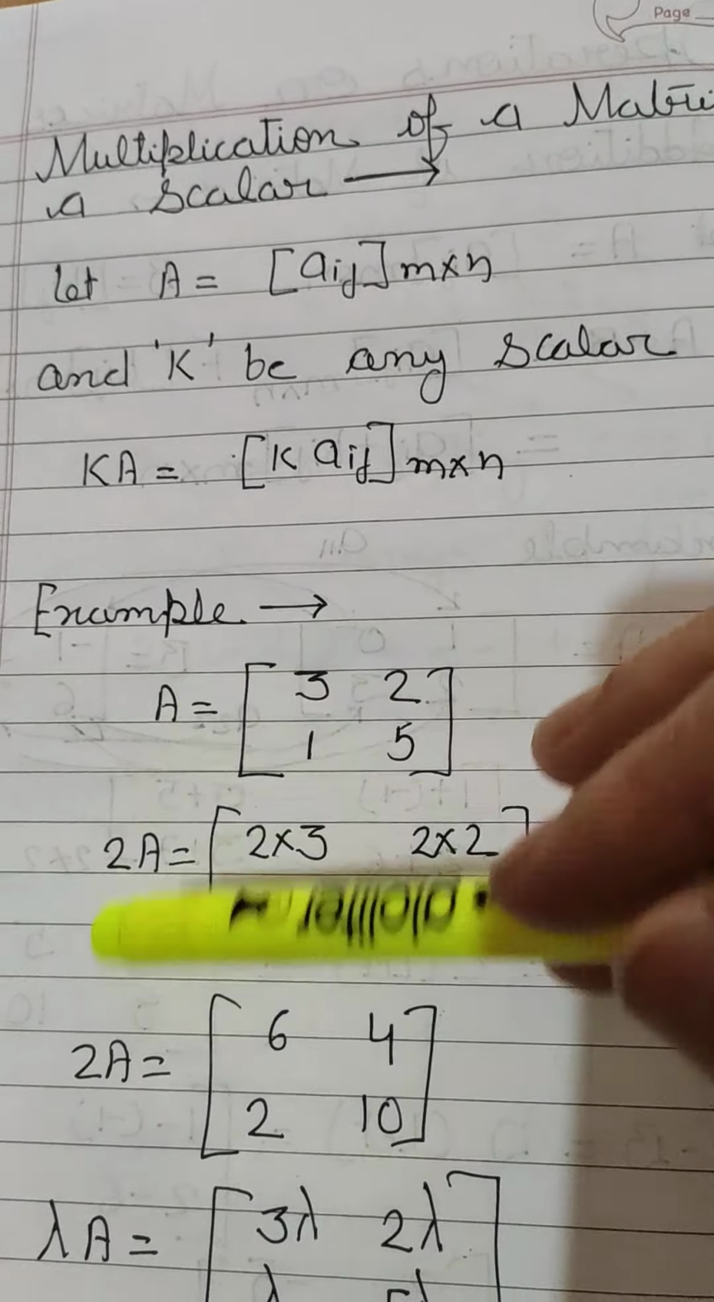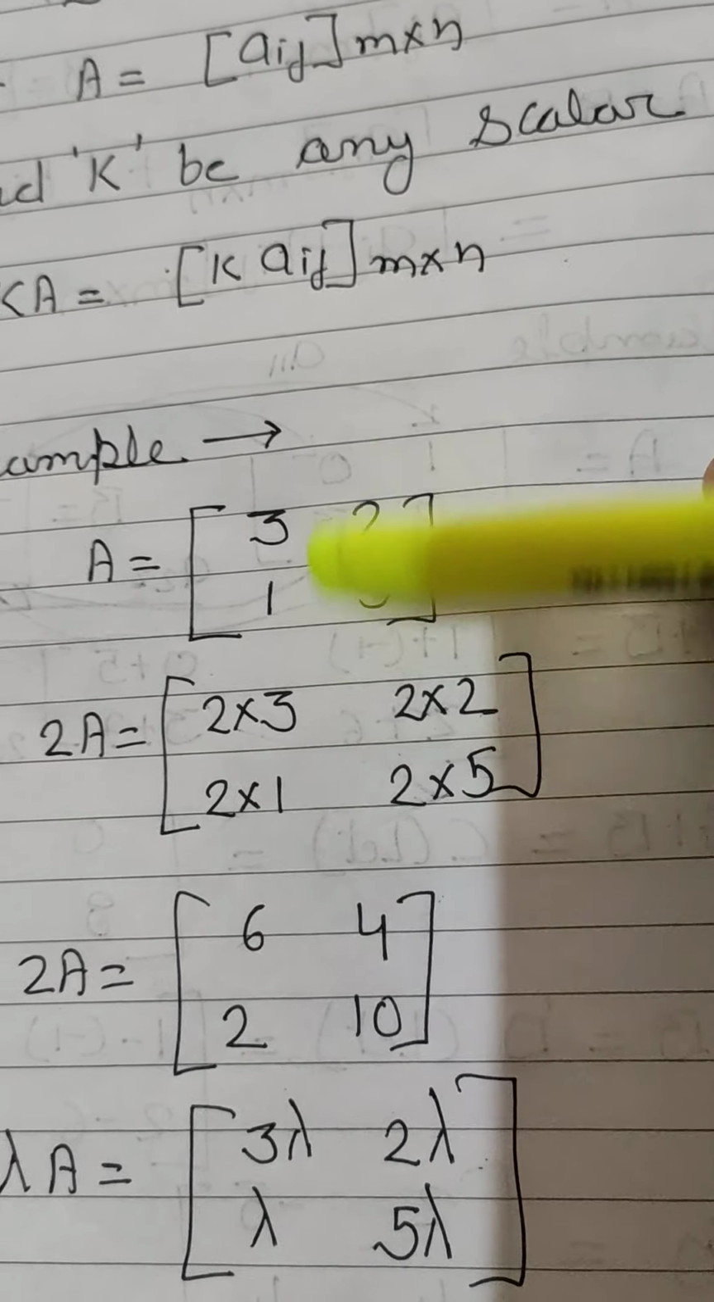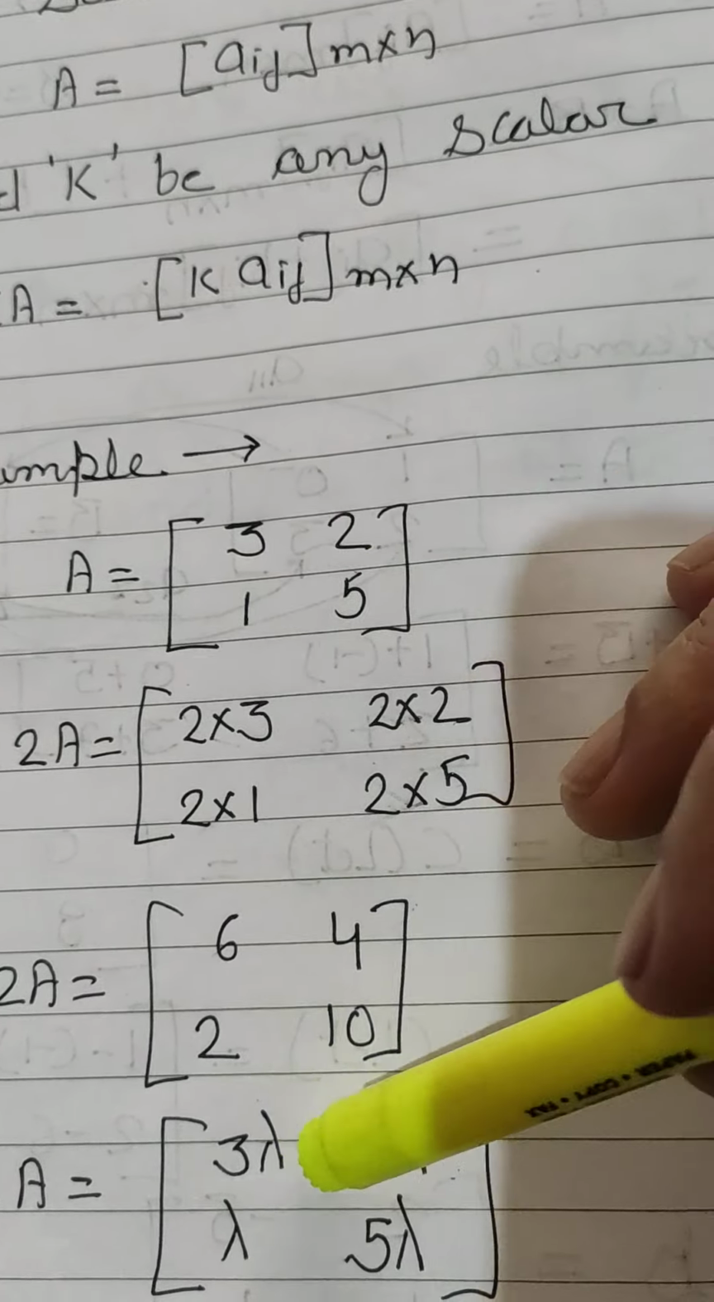Again, the explanation I gave you: multiply each element. So what we are getting: 3 multiplied by lambda is 3 lambda, 2 multiplied by lambda is 2 lambda, 1 multiplied by lambda is lambda, 5 multiplied by lambda is 5 lambda. So what second operation have we seen? Multiplication of a matrix by a scalar. Once again, when we are multiplying any scalar with a matrix, we have to multiply it with each element.